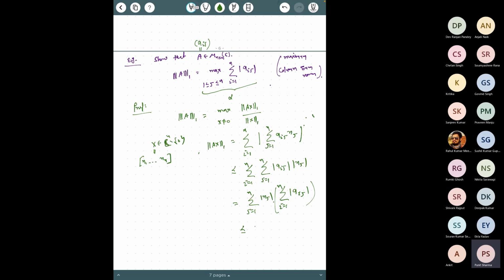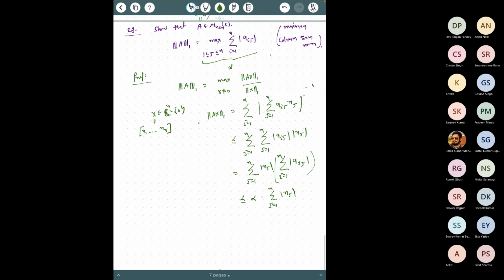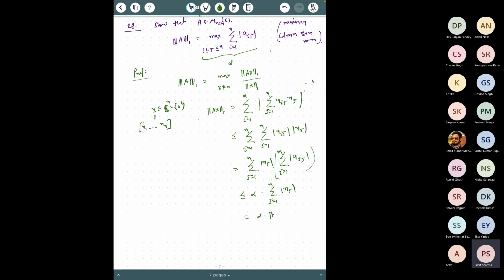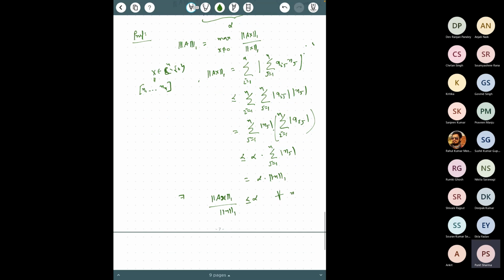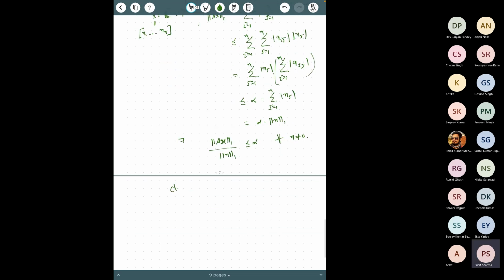then you can say that this is less than or equal to alpha times the summation over j equal to 1 to n of the modulus of xj. But this is actually alpha times the one norm of x. So what we can say is that the one norm of Ax divided by the one norm of x is less than or equal to alpha for all non-zero x in Cn. So we have shown that alpha is an upper bound. In order to say that this is attained, we want to claim that this is equal to alpha. For this, I will show again that this is attained.